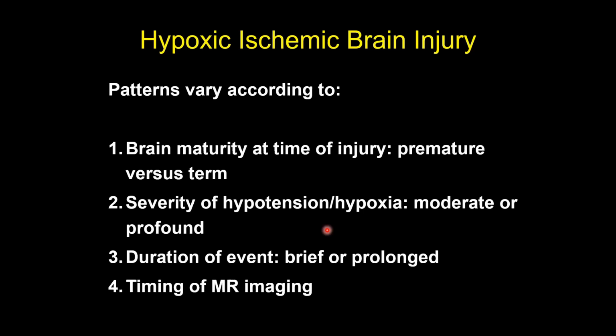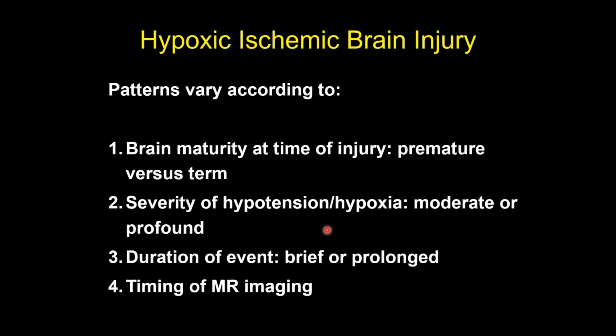So I just decided to add this one slice to remind us that the brain activity at the time of injury is crucial to understand the pattern you're going to see, because a premature brain, due to the pre-oligodendrocytes that are immature, the white matter will be most vulnerable versus a term brain. Then the severity of hypotension and hypoxia here, the dominant factor is the hypotension. In moderate or profound, it will affect mostly the gray matter structures if it's profound, since there is no time for shifting of metabolic activity and cerebral blood flow.